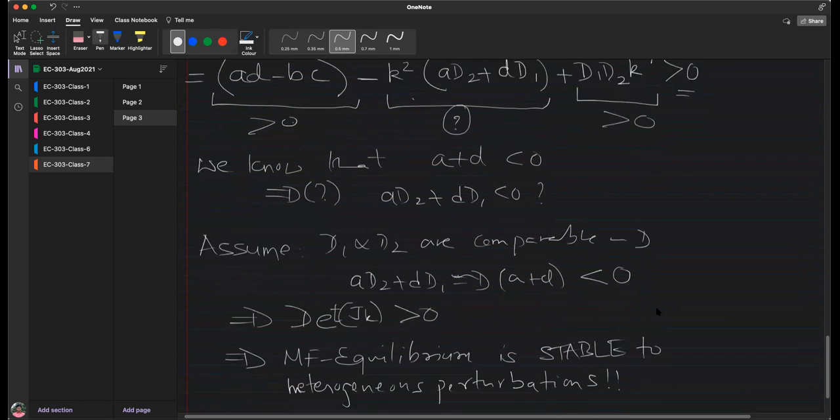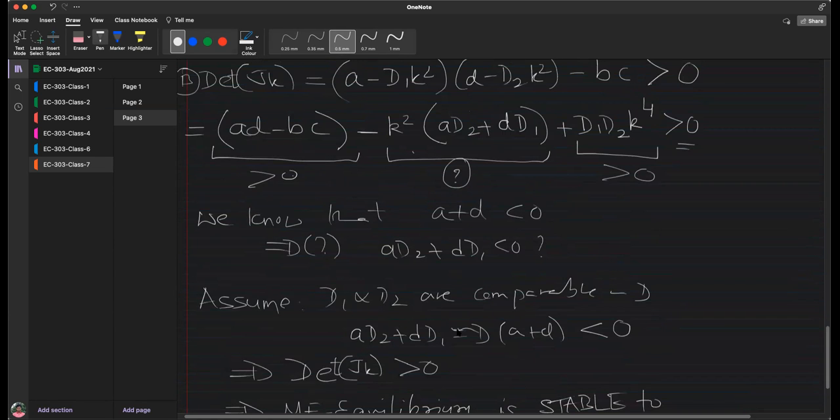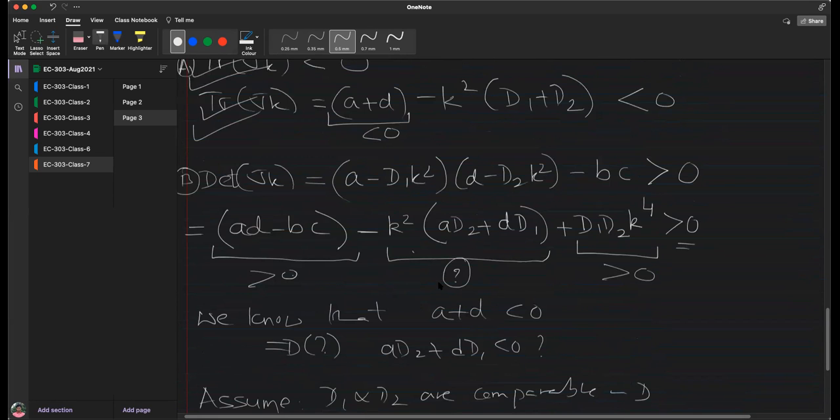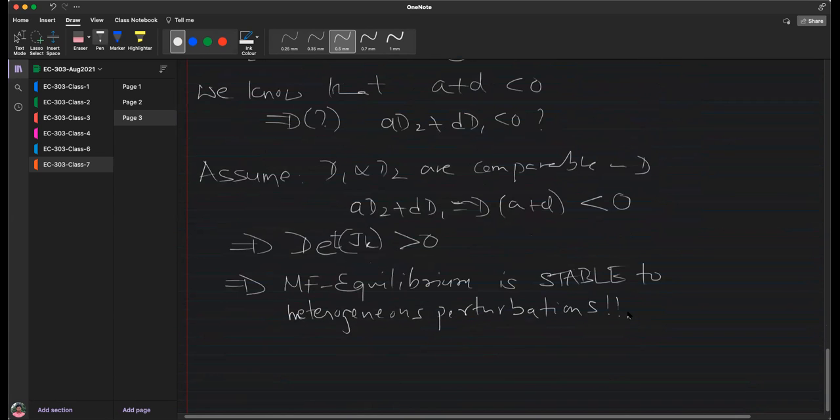Okay, now, so here we are. We have shown that if the two diffusions are comparable, the mean field equilibrium stability continues to hold true. What if they were not the same? What if D1, D2 were dramatically different? Then could you still make the same statement? And if so, why not? Okay, so let me take the next step forward.